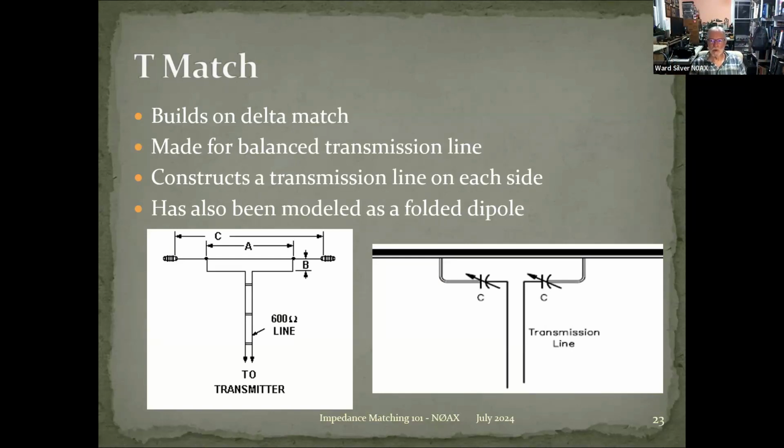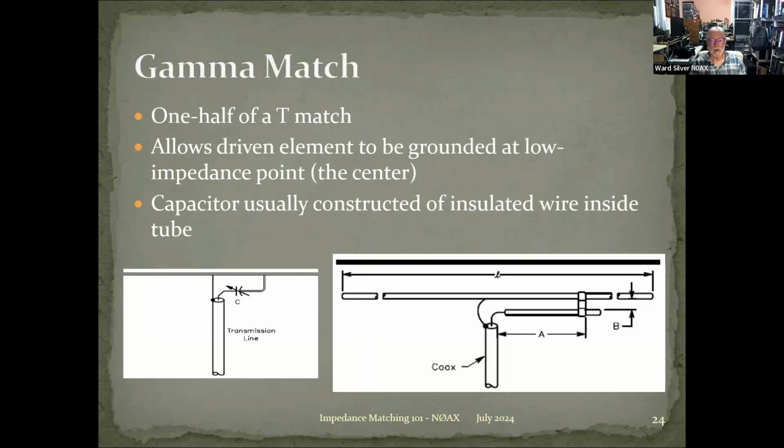It constructs a short piece of transmission line on each side of the feed point, which is down here. And it can also be modeled as just a folded dipole. It kind of looks like a folded dipole here with some extra wire attached on each end. So you can model it that way. The T-match isn't as popular as it once was. The gamma match is still very, very popular.